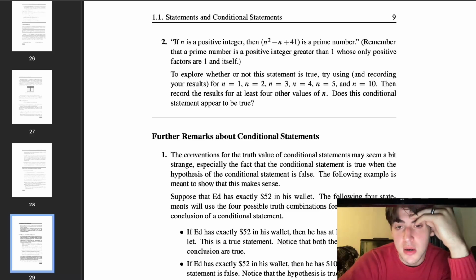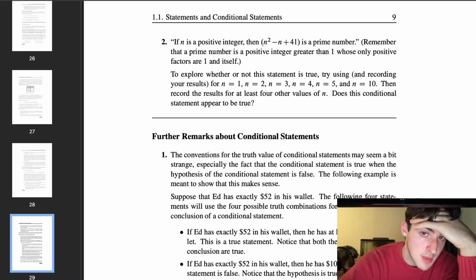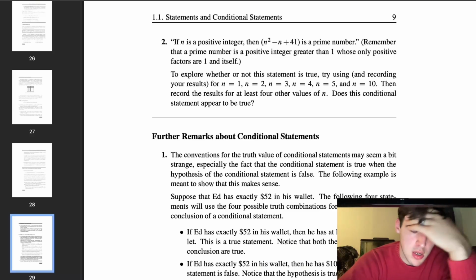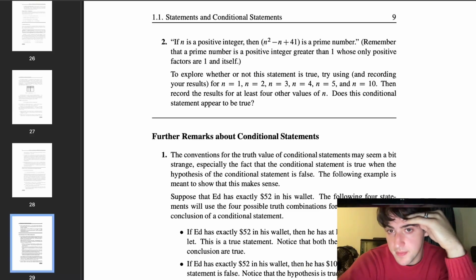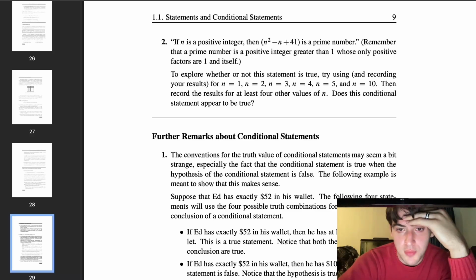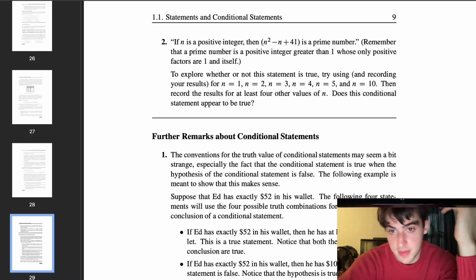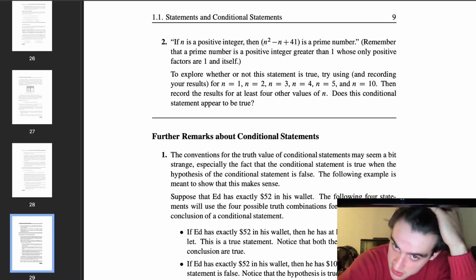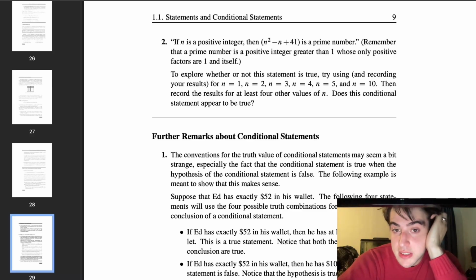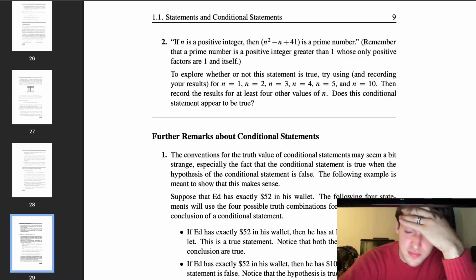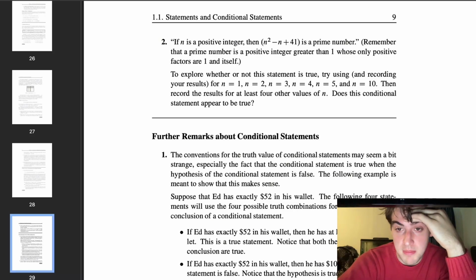For 2, 2 squared is 4. Minus 2 is 2. Plus 41 is 43. That's, I'm pretty sure, a prime number. 3 squared, 9, minus 3 makes it 6. Plus 41 makes it 47. That would also be a prime number, if I'm not mistaken. 4 squared is 16. Minus 4 is 12. Plus 41 is 53. I believe that's a prime number. 5 squared is 25. Minus 5 is 20. That makes 61 for the polynomial.